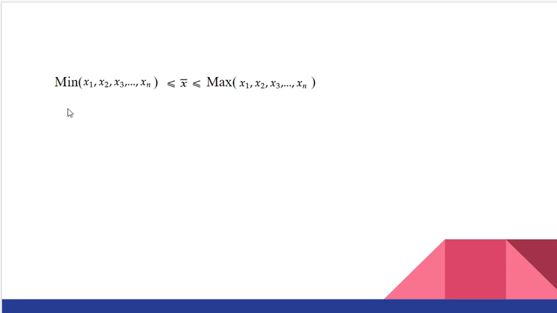So our next property is: minimum of x1, x2 up to xn is less than or equal to x bar, which is less than or equal to maximum of x1, x2, xn. It means the arithmetic mean always lies between the minimum of the observations and the maximum of the observations. Let's take the same example. We have taken the observations 2, 5, 6, 8, 4. Our arithmetic mean is equal to 5, the minimum value is 2, and the maximum value is 8. So the arithmetic mean always lies between the minimum and maximum of the observations.